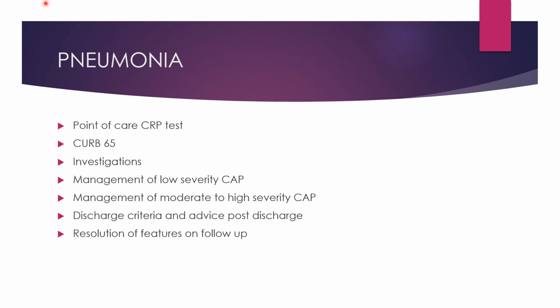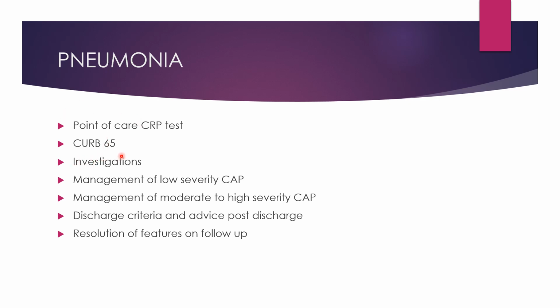The first one is something called the point of care CRP test, which is included in the NICE guidelines, but currently it is not widely used. With reference to antibiotic therapy, it states that if the point of care CRP is less than 20 mg per liter, we do not offer routine antibiotic therapy. But if the CRP is greater than 100, we need to offer antibiotic therapy. If it is between 20 and 100, we need to consider a delayed antibiotic therapy. But nowadays this is not widely used anywhere.